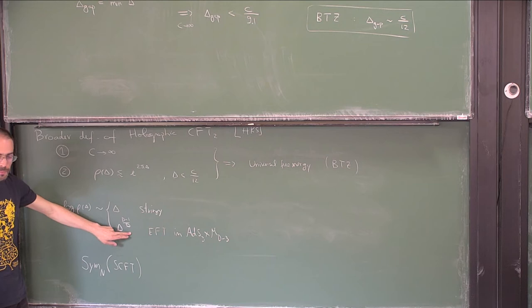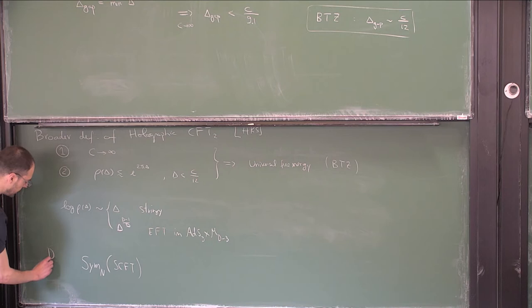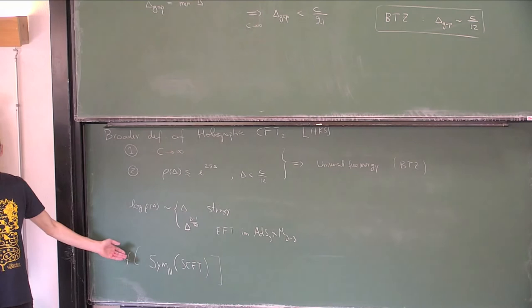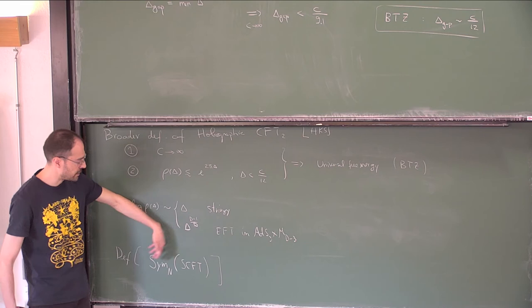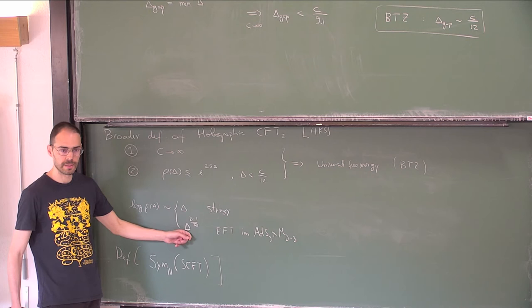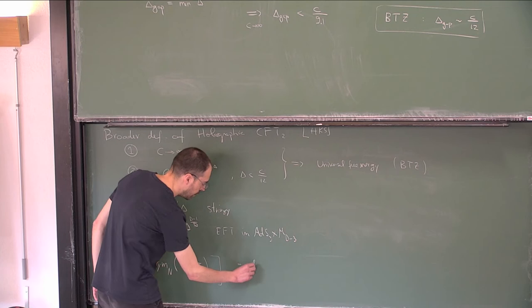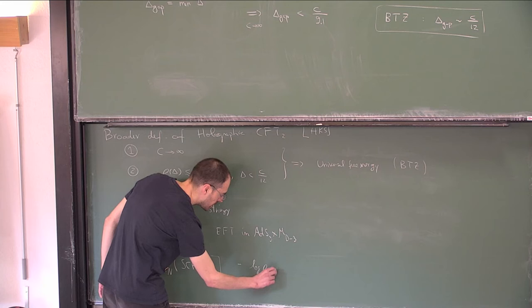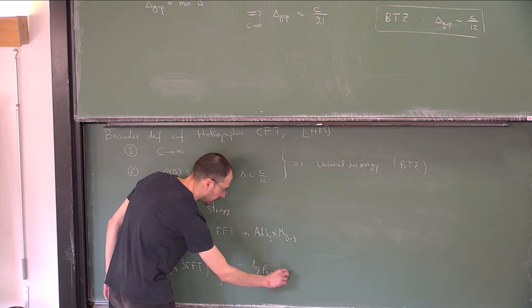So what they said is, okay, I will have to deform this, right? But that will go into strong coupling, and so I don't know how to compute. But some things I know how to compute, like the index. Because after the deformation, the protected states will still be the same, so I can at least count the protected states and check if the protected states grow like stringy or like supergravity. And so they imposed the condition that log rho protected is supergravity type, delta to the d minus 1 over d.